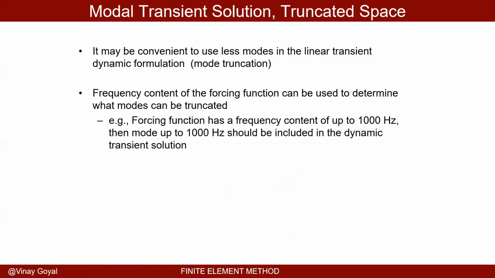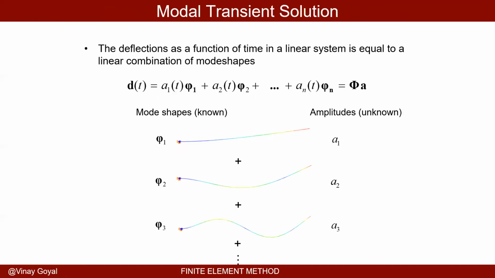So how do I determine where to truncate? Typically, the frequency content of the forcing function can be used to determine what modes can be truncated. If the forcing function has a frequency content up to 1,000 hertz, then modes up to 1,000 hertz should be included in the dynamic transient solution. So that's one guidance. You can go even a little bit higher than 1,000 hertz just to be safe. So I could truncate. I don't have to use all the modes.